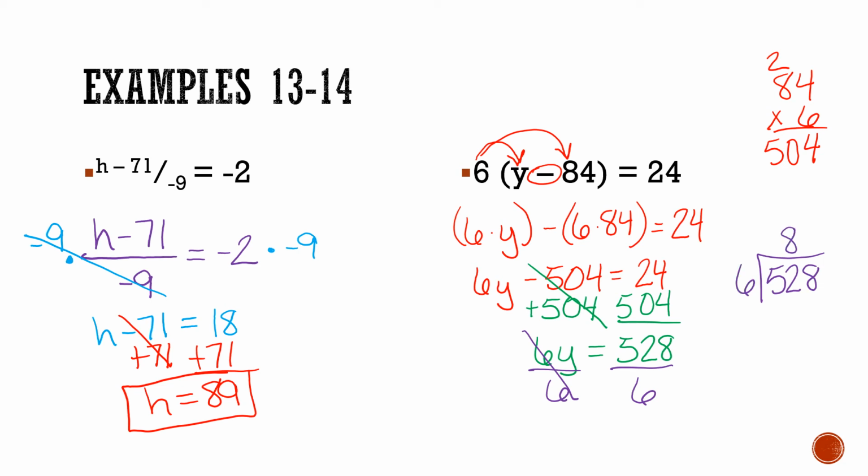6 times 8 is 48. 52 minus 48 is 4. Bring down our 8. 6 goes into 48 8 times. 6 eights is 48. So we get y equals 88.